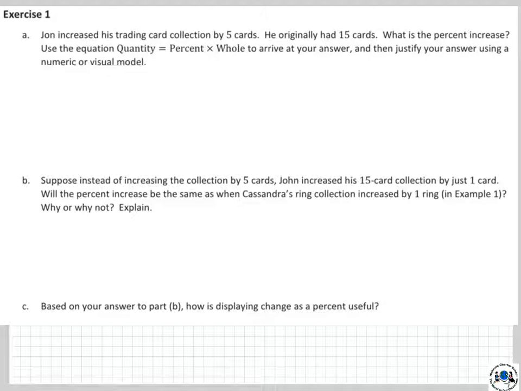Okay, so here we go. Let's talk about John now. John is doing his trading cards. John increased his trading card collection by 5 cards. He originally, and here's that word originally, had 15 cards. What is the percent increase? They're asking you to use the equation quantity equals percent times whole, and then justify your answer using a numeric or visual model.